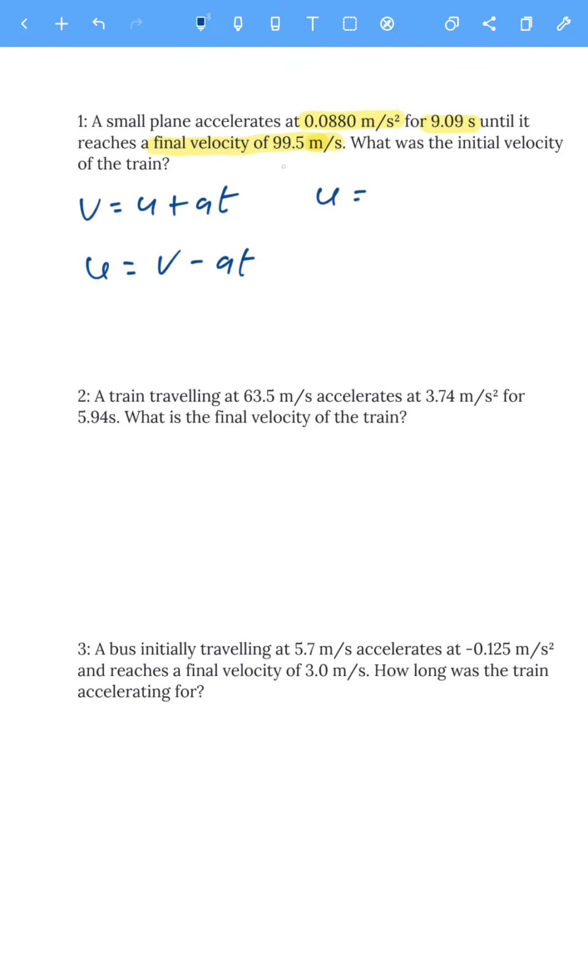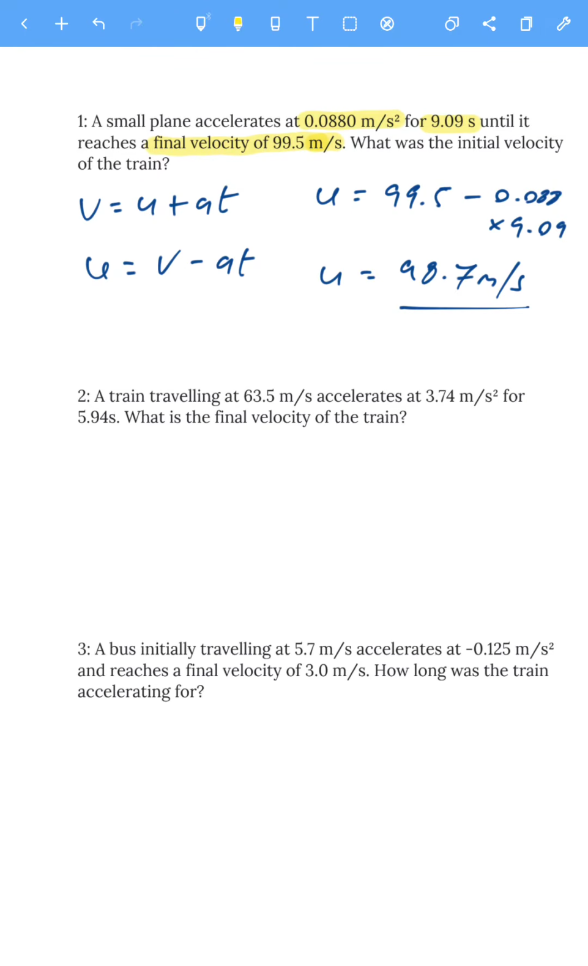Then we just need to put the numbers in. So initial velocity is the final velocity, which is 99.5, minus acceleration times time. So that'd be 0.088 multiplied by 9.09. And if you put that in your calculator, you'll get an initial velocity of 98.7 meters per second.